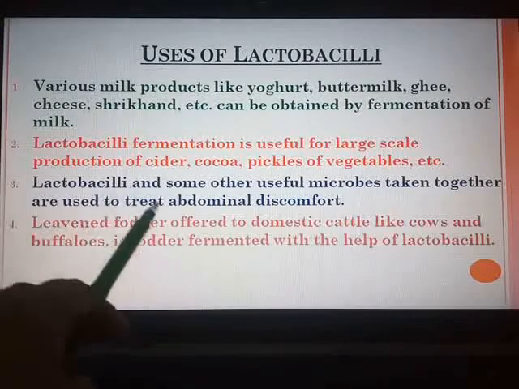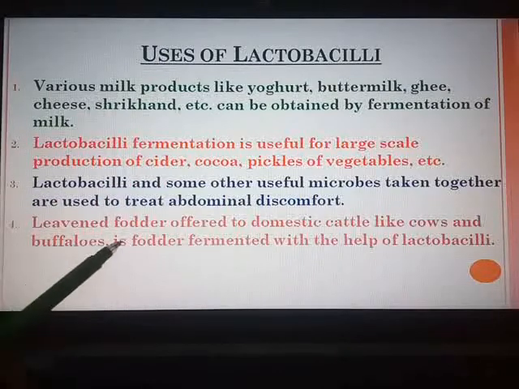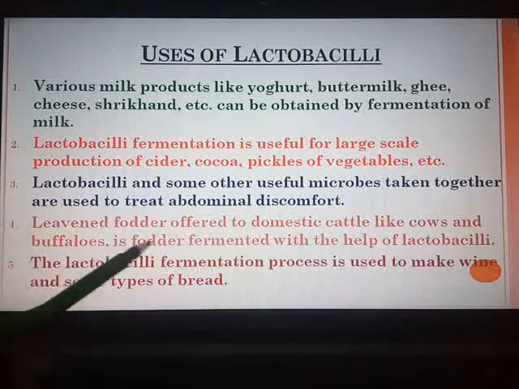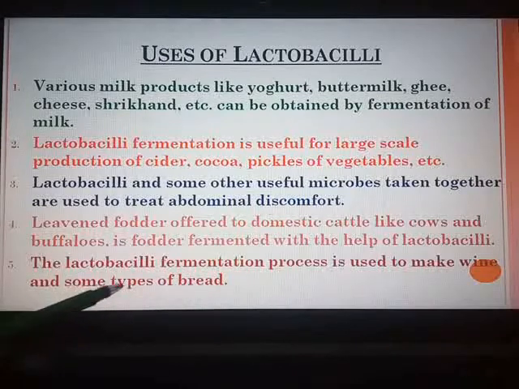Leavened fodder offered to domestic cattle like cows and buffaloes is the fodder fermented with the help of lactobacilli. The lactobacilli fermentation process is used to make wine and some types of bread. So these are the general uses of lactobacilli.